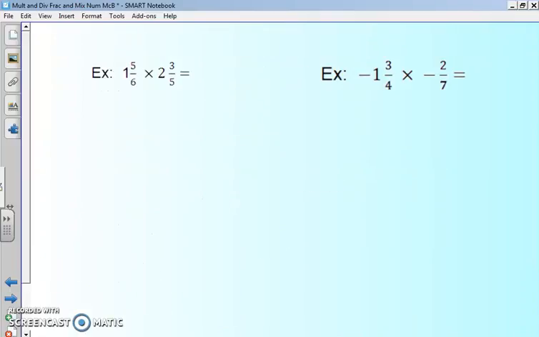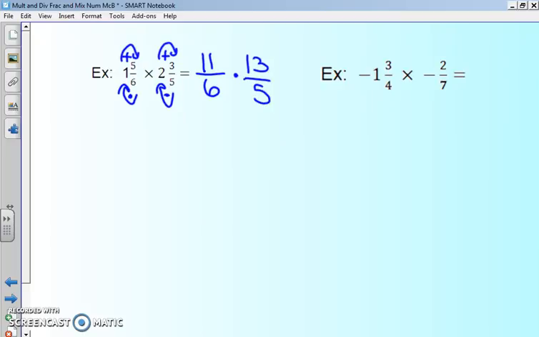So what we have here is two mixed numbers multiplied times each other. So we have 1 and 5/6 times 2 and 3/5. And so what we're going to need to do is make both of those mixed numbers into improper fractions. We're going to multiply the denominator times the whole number plus the numerator in both cases. So we have 6 times 1 plus 5 gives me 11/6. And 2 times 5 is 10, plus 3 gives me 13/5.